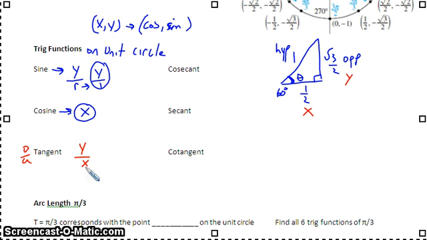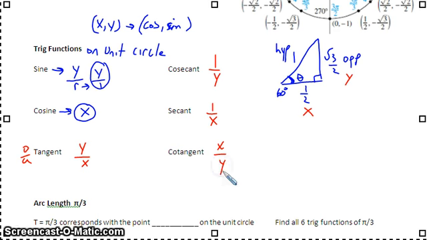So we can write the tangent as the y over the x. And now that we know our 3 basic trig functions, sine, cosine, and tangent, to find the reciprocals, we just take these and make them all fractions and flip them over. So y over 1 would be 1 over y. The reciprocal of x would just be 1 over x. And the reciprocal of tangent, y over x, would be x over y.